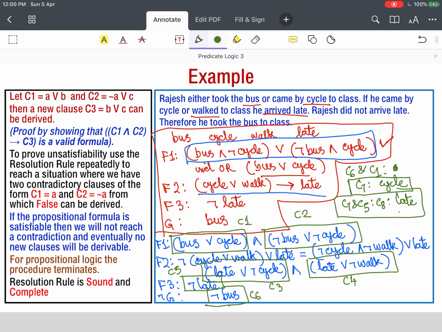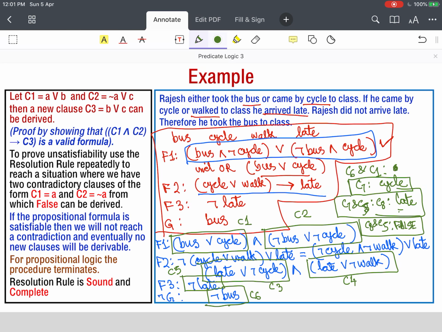Now we have late and we have this clause C5. I'm sorry, C5 is not late. So this was C3, sorry. This C7 and C3. C3 is late or not cycle, and C7 was cycle. From that we will get C8, which is late. C5 is not late. So now C8 and C5 will give me false.